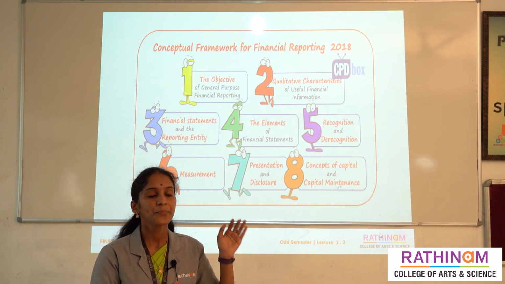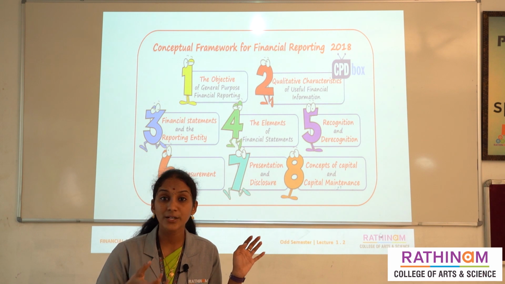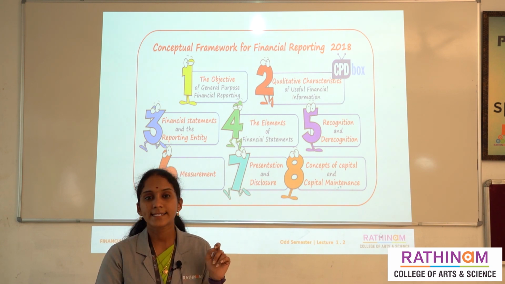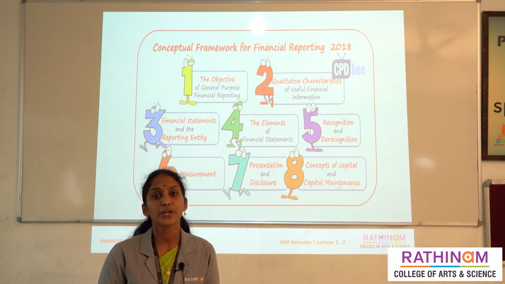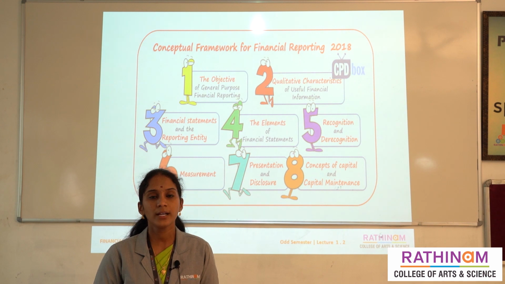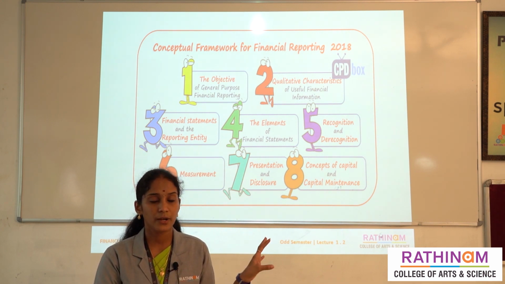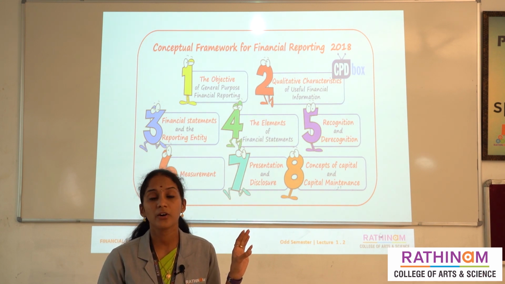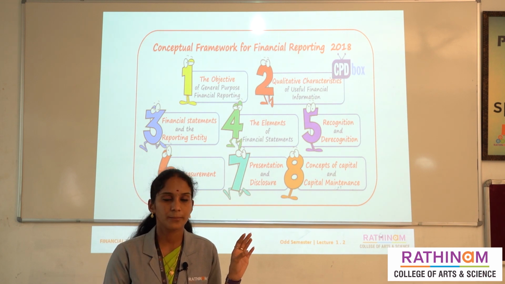The last one is recognition and derecognition. Recognition is what inclusions you have to make in the regulatory framework, and derecognition means the exclusions, what you should not include. So that's the regulatory framework, and these are the 8 important aspects that have to be followed in the case of UK-related financial reporting.